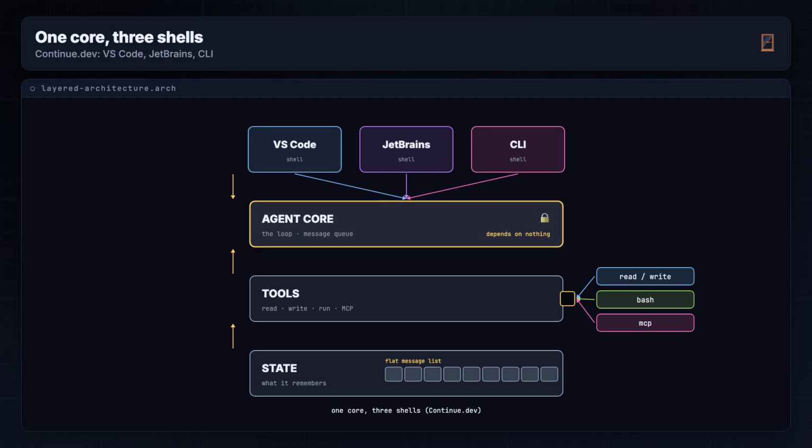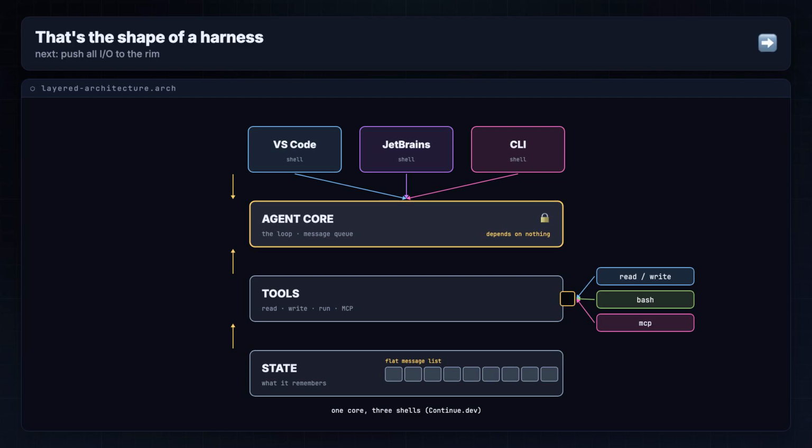Now watch the magic. Continue.dev took this exact core and shipped it three ways: VS Code, JetBrains, and a CLI, by writing only three new top floors. One core, three shells. That is dependency pointing inward, paying its rent.